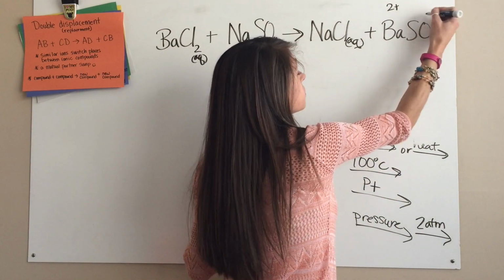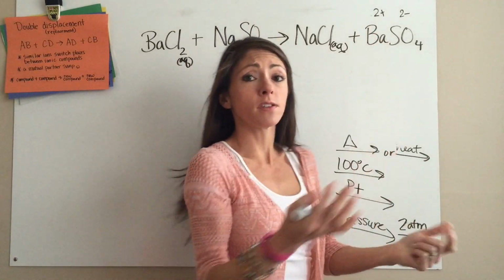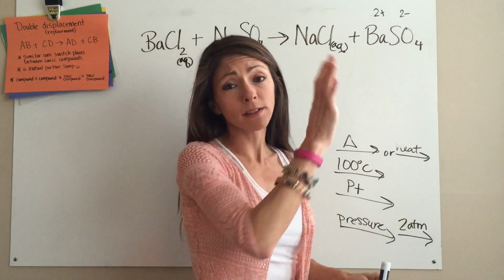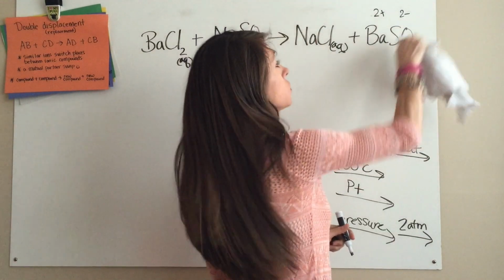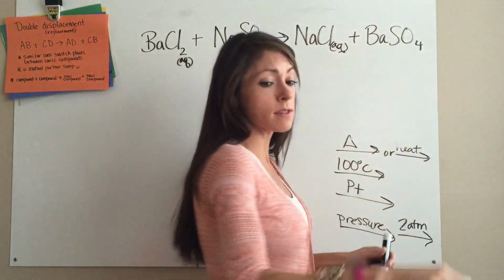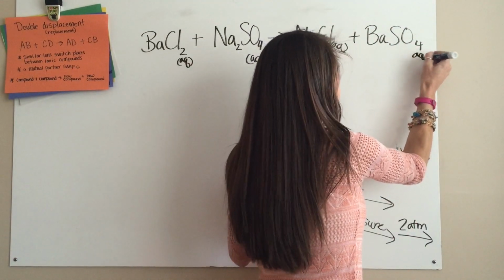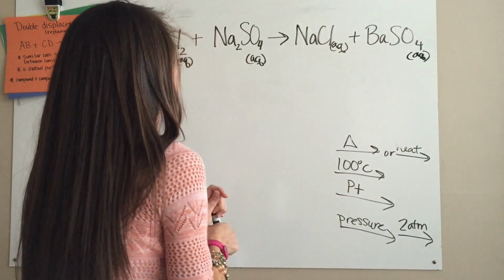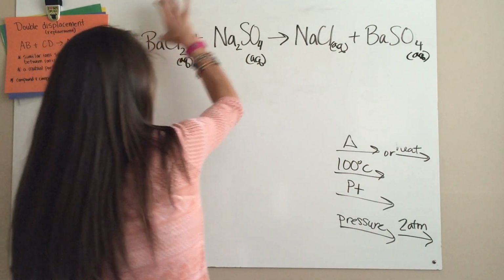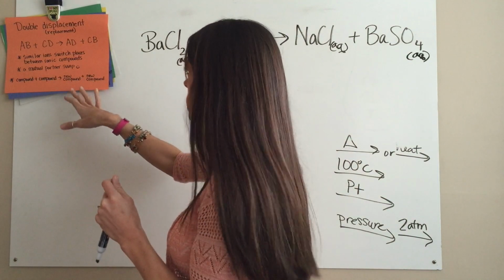Barium is 2 positive, sulfate is 2 negative. The 2 positive and the 2 negative cancel each other. They equalize or make this a neutral compound. So they balance each other out. So you just need 1 of each of these. All right, and this is also in solution as well. So this entire reaction is occurring within a solution. And you can see this is the metal replaces this metal, so you just do a partner swap.